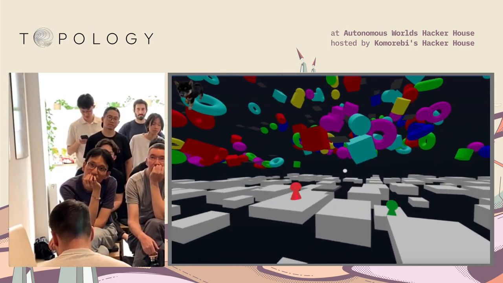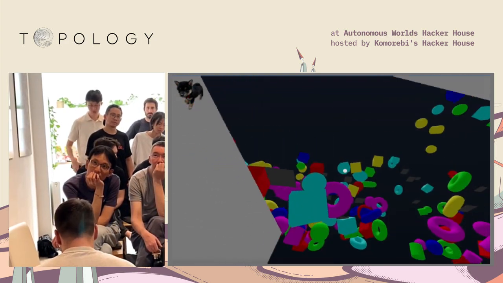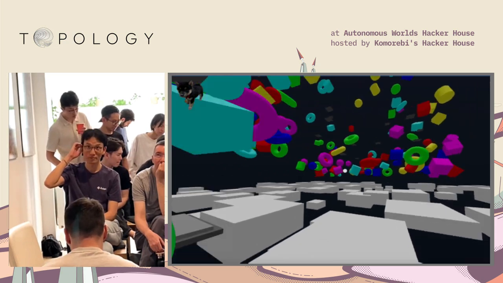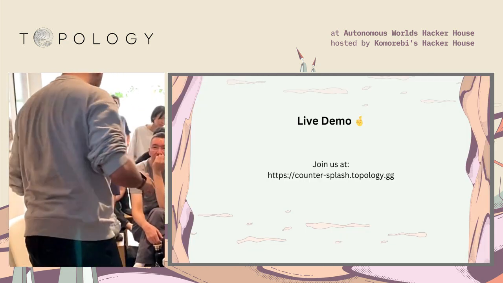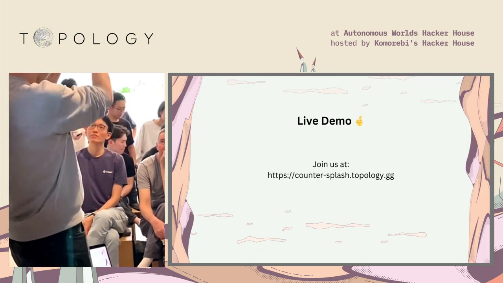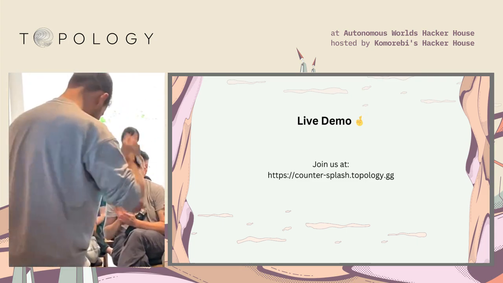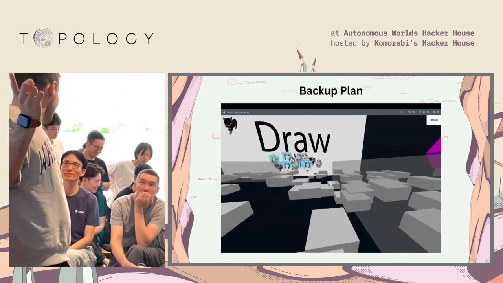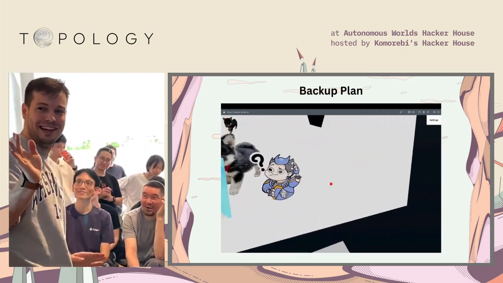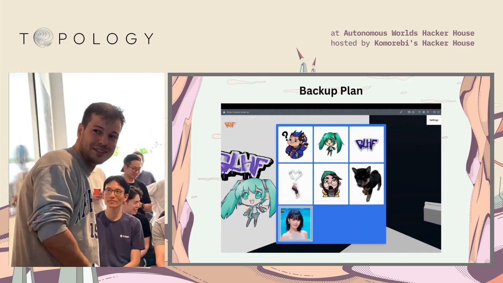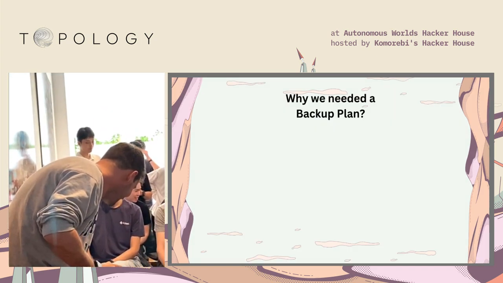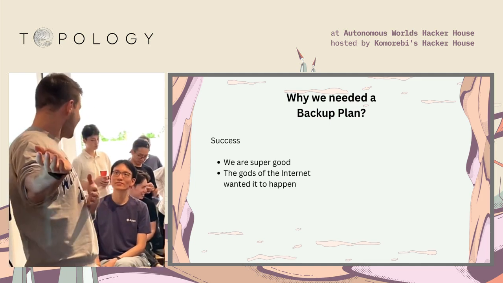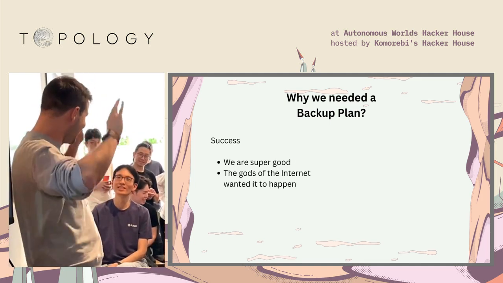I'm dropping off from here, but you can just keep jumping if you want, and come back here. Okay, nice. So that's our super live demo. It worked. This was the backup, by the way. We had a backup plan, already with the wall full of stickers and all that. And now it's the reason why we needed a backup plan, and the thing is, we didn't. We had success. We are super good, and the gods of the internet made it happen.